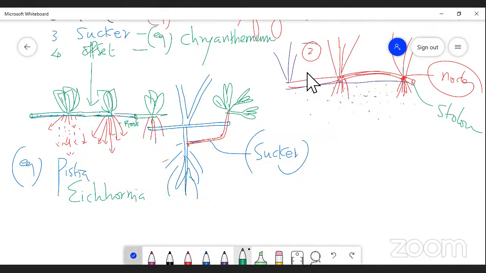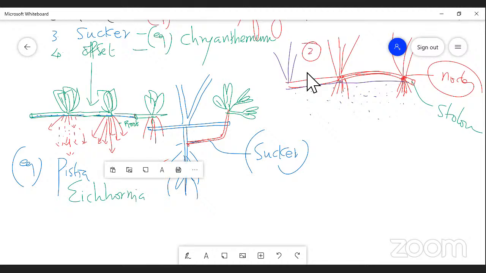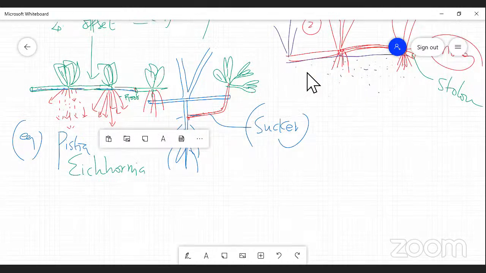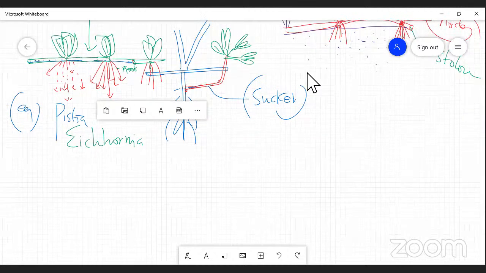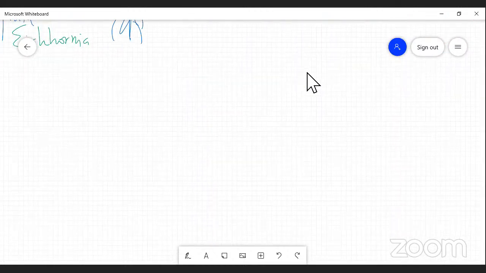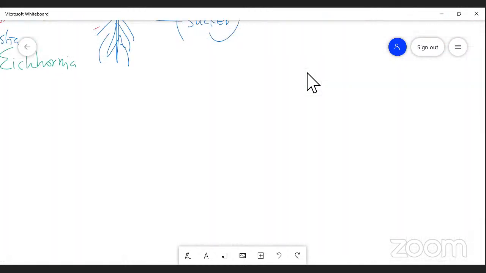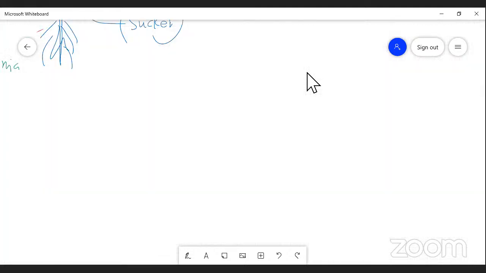And next we pass on to underground modification. So far we have discussed vegetative reproduction. Vegetative reproduction takes place in different methods. The one is the root and the second is the stem. The third one is the leaf. And root develops into a bud, and the bud grows and attains maturity to form a new plant.